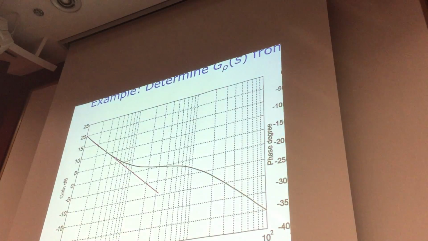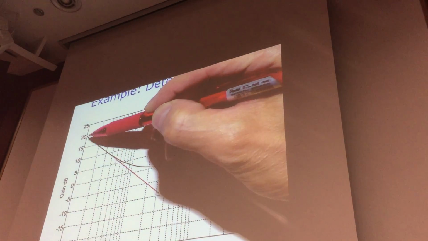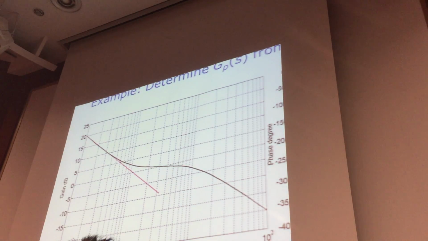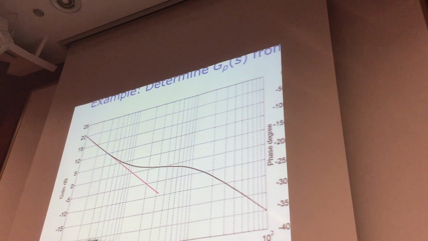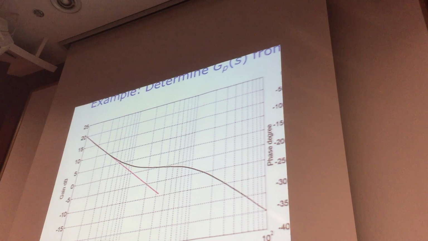Over 1 decade, from 0.1 to 1 is 1 decade. How much does it go? It goes from 20 to 0. That means capital N must be 1, because over 1 decade, it went down 20 dB. So we know now there is a pole that looks like that. That's clue number 1. Now, after a while, you notice that the thing flattens.